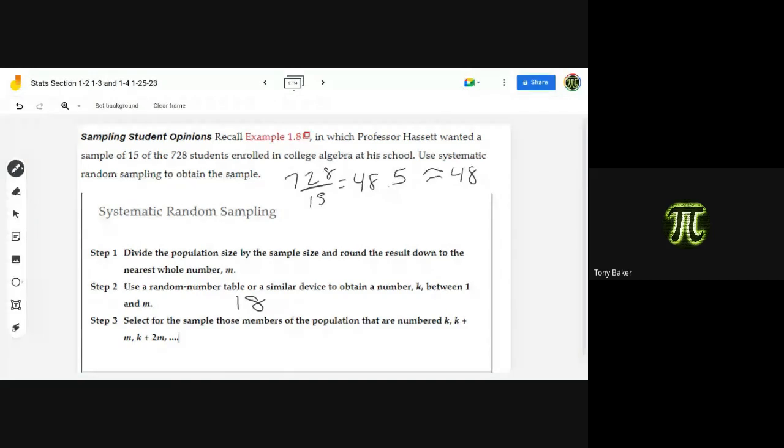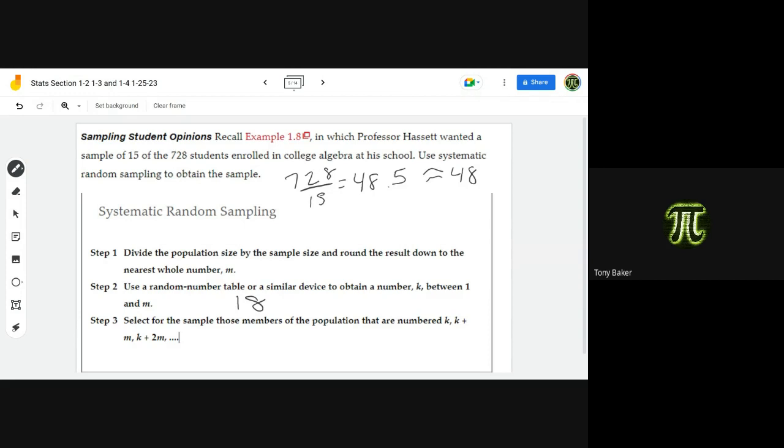In this case, we were looking for 1 to 48. A random number from 1 to 48 is easier than picking 15 random numbers from 1 to 10,000 or 1 to 728. And the other thing about it is when you pick them that way, you're not going to get clusters of numbers next to each other. That could happen. So it gives you a little bit more randomness, a little bit more coverage.